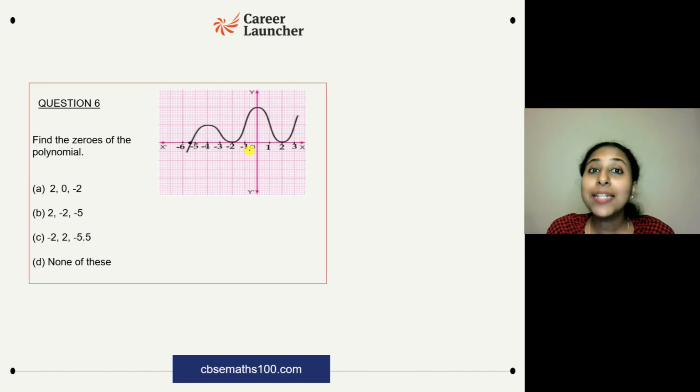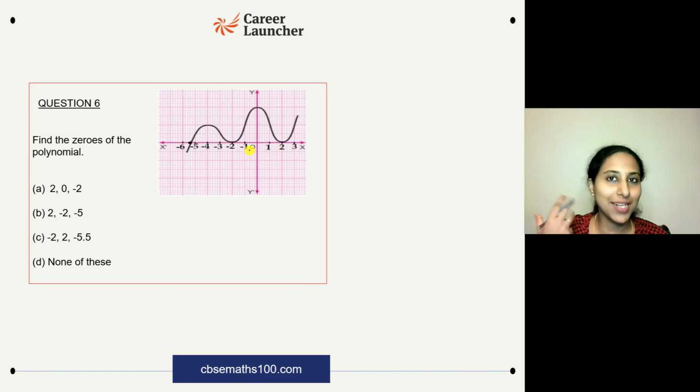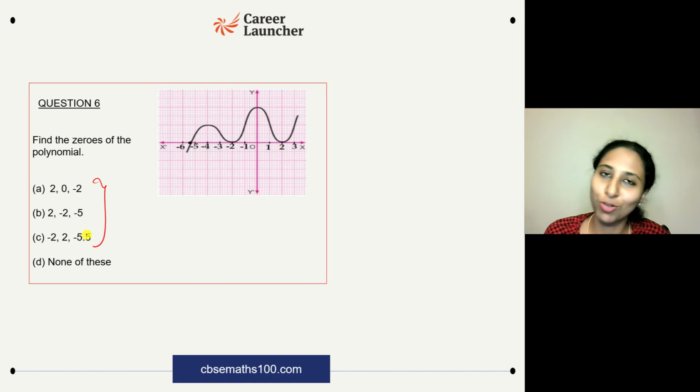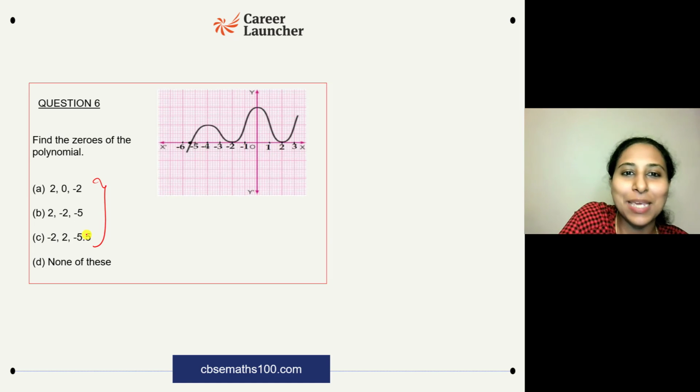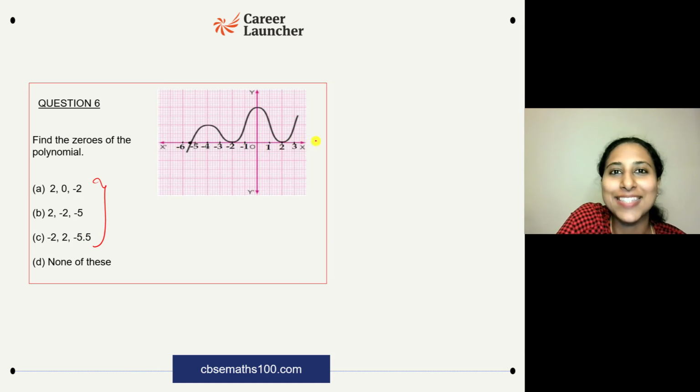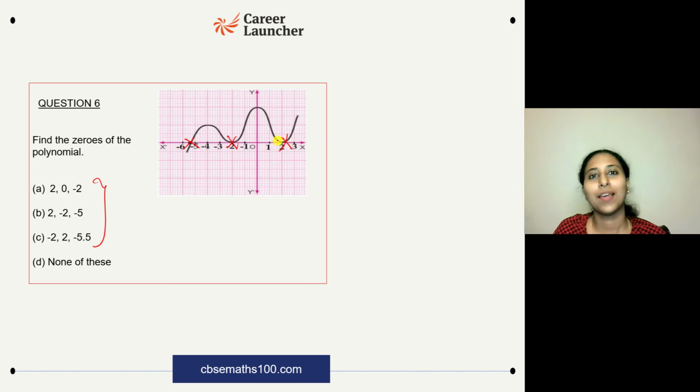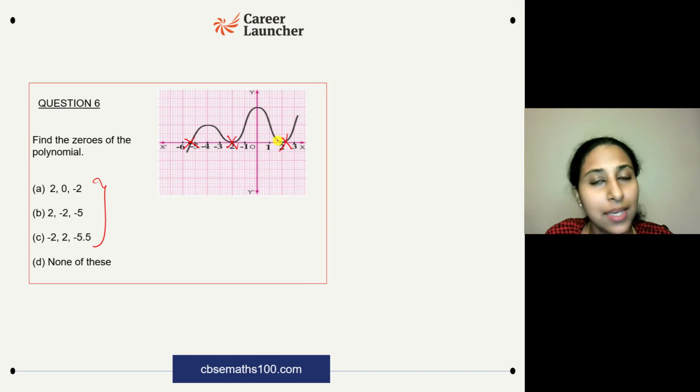Next question, find the zeros of the polynomial. There is a graph given for this polynomial. From the graph, you need to find the numerical values of the zeros. So this is not a question where you're finding the number of zeros. Number of zeros, I think from the options itself, all options have 3 zeros written. So it should be 3 zeros. As you can see by tracing your finger along the x-axis, you're having 1, 2, 3 zeros. The important thing over here is to identify the value of these zeros.